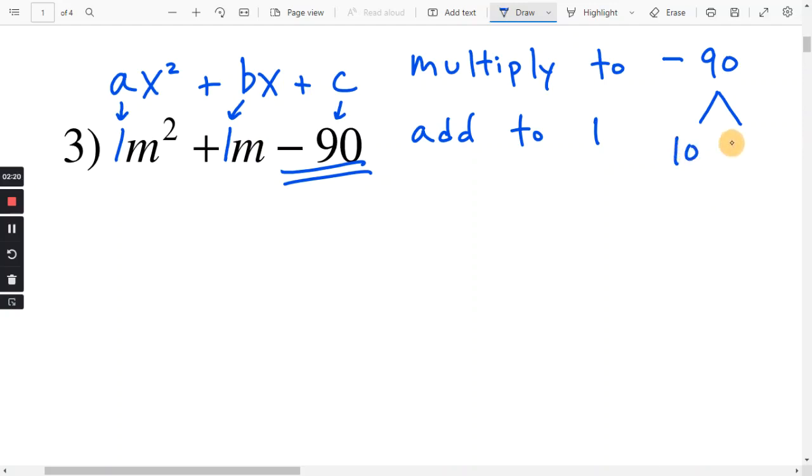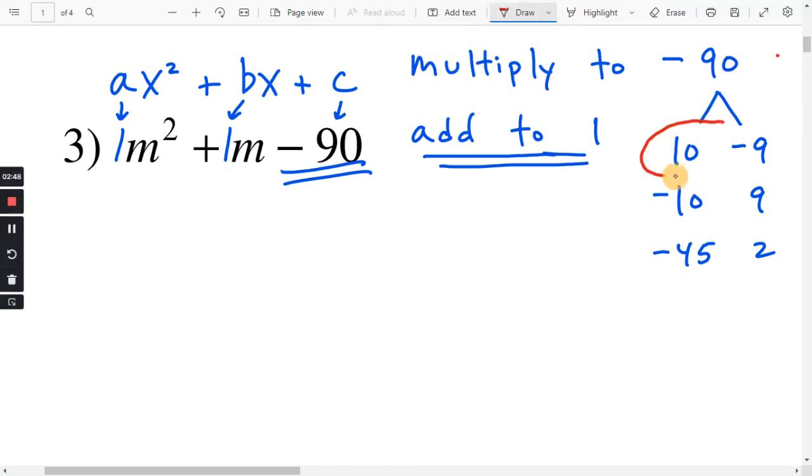Well, we can do 10 times negative 9. We can do negative 10 times positive 9. And we can do negative 45 times 2. Really, you can stop when you have two numbers that add to positive 1. So do we have that? Yes. If you look at 10 and negative 9, 10 plus negative 9 would give us positive 1. So we're going to use those two numbers when we factor.